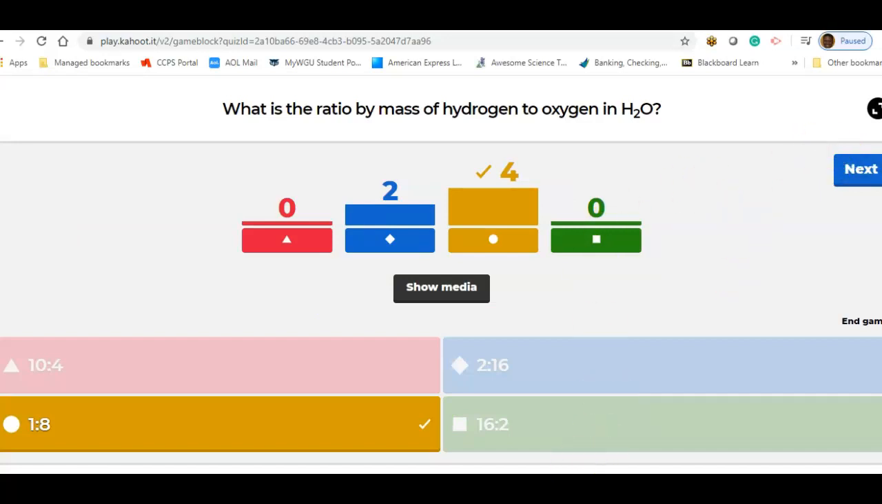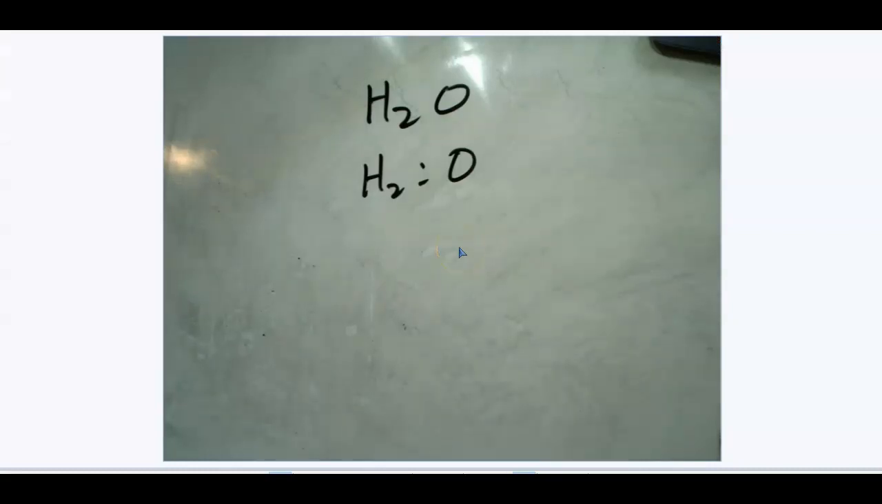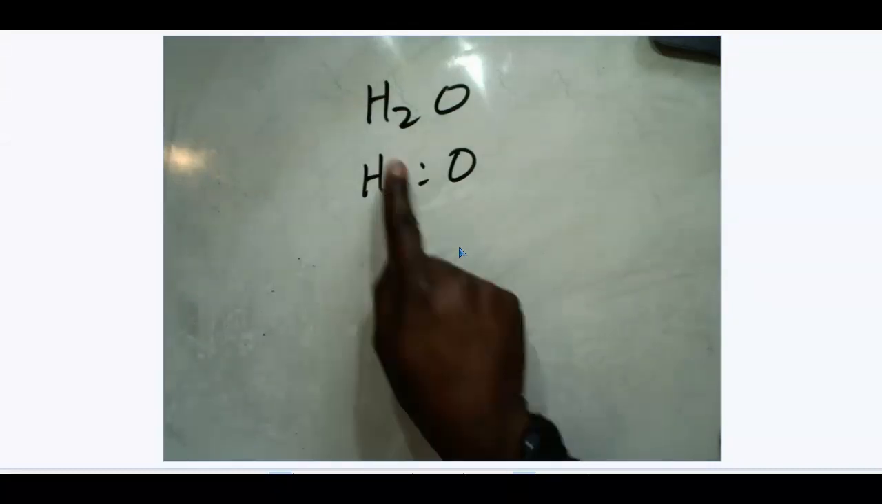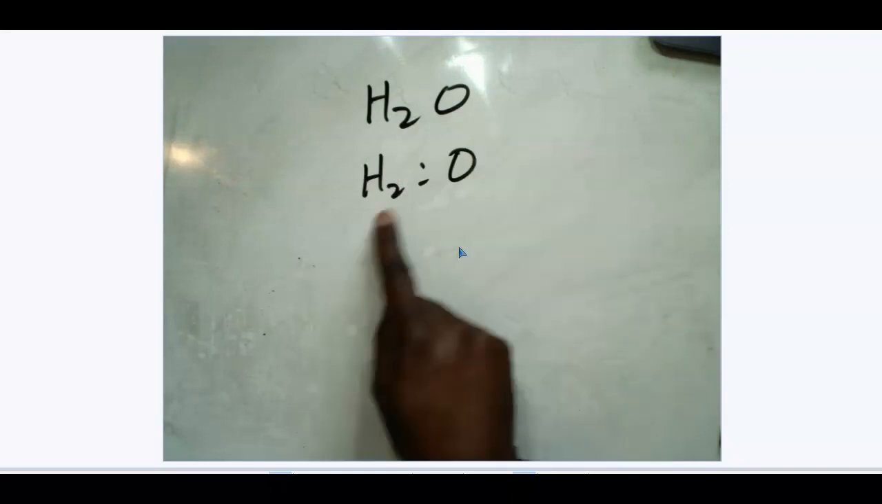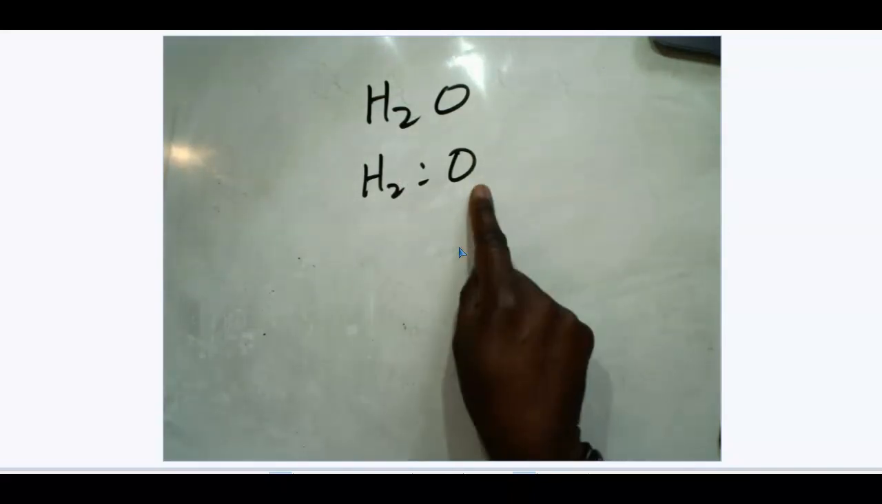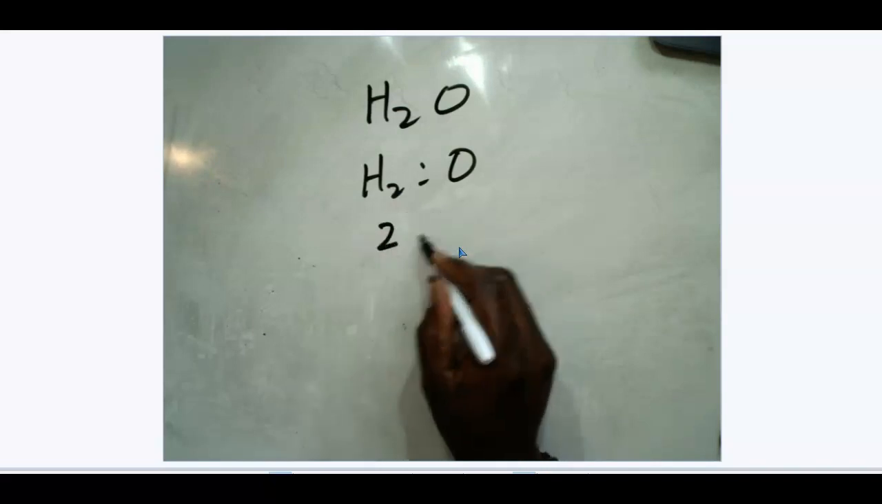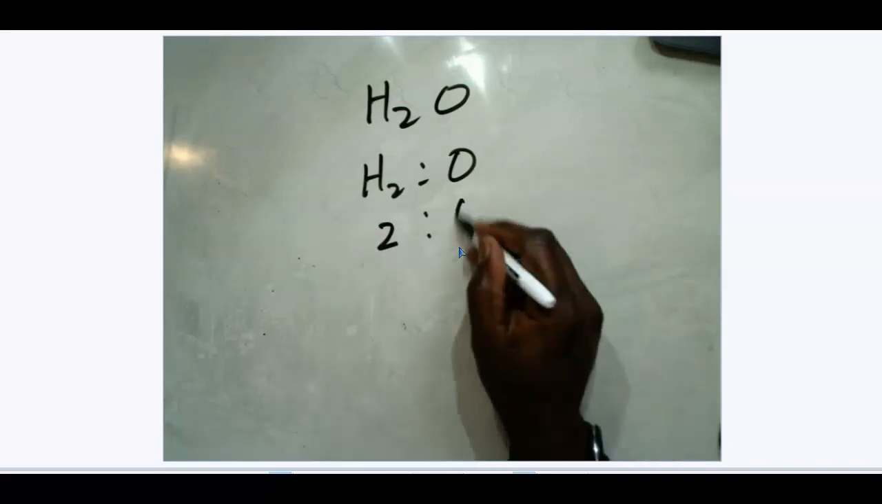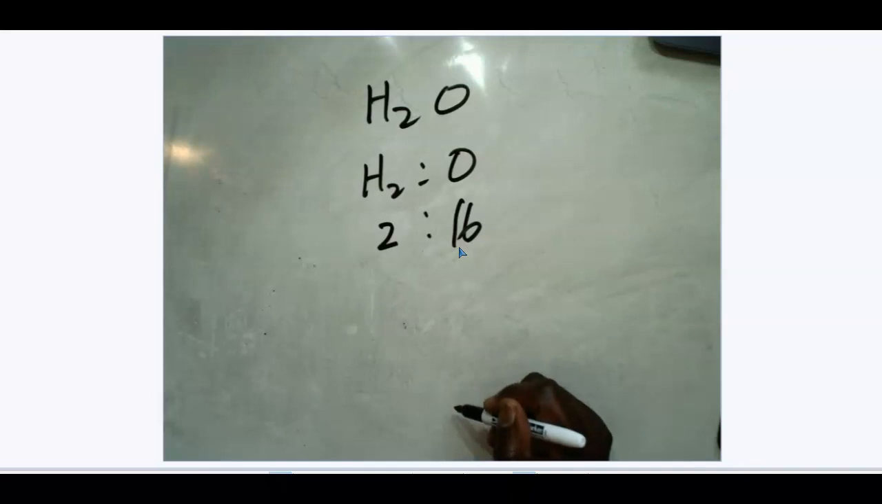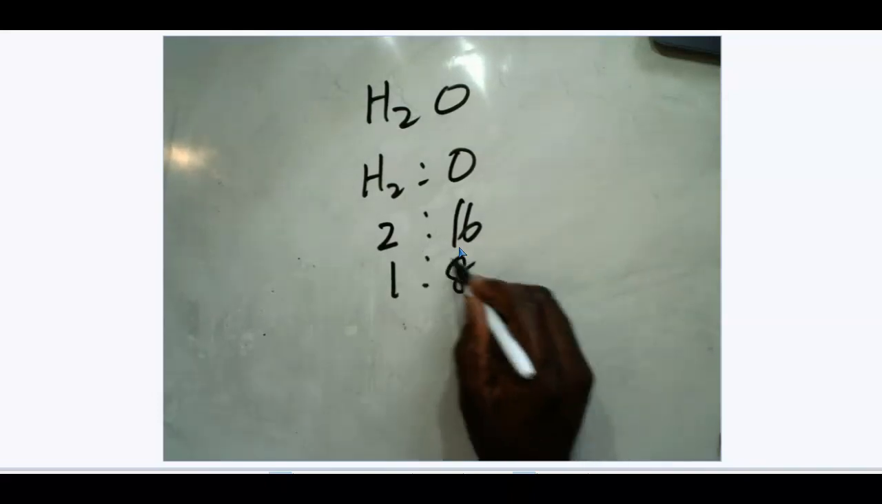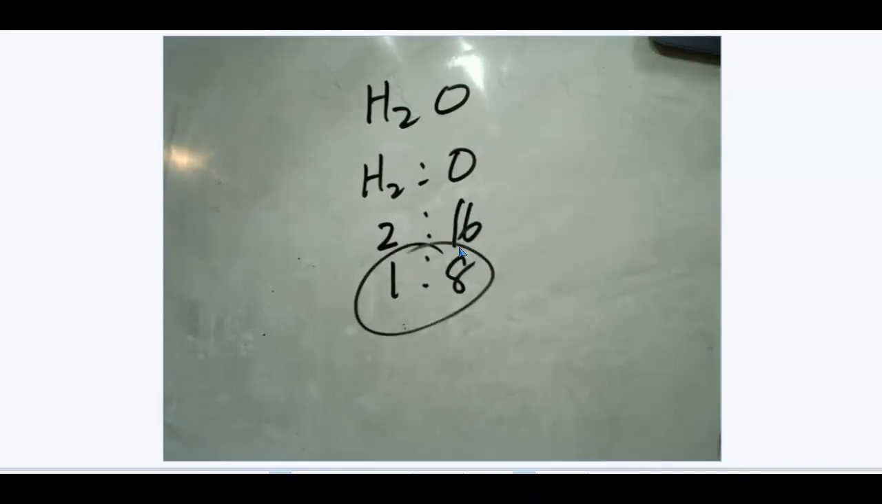Some of you are still getting it wrong. The mass ratio is hydrogen H2O, that is 2 hydrogen to 1 oxygen. What is the mass of hydrogen? 1 times 2, 2 grams. Mass of oxygen, 16. The mole ratio is 1, 5 by 2 is 8. 1 to 8.